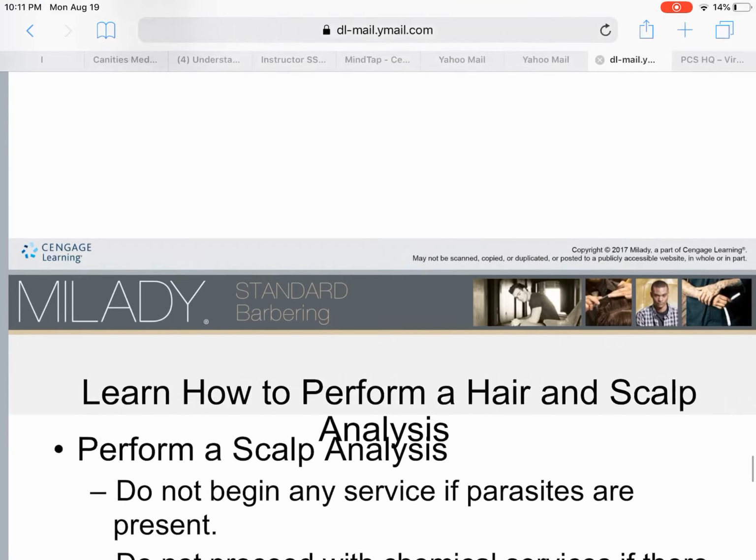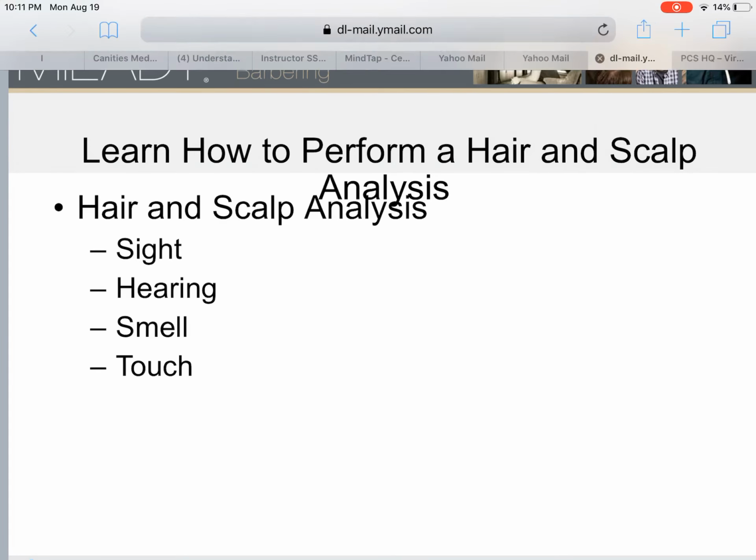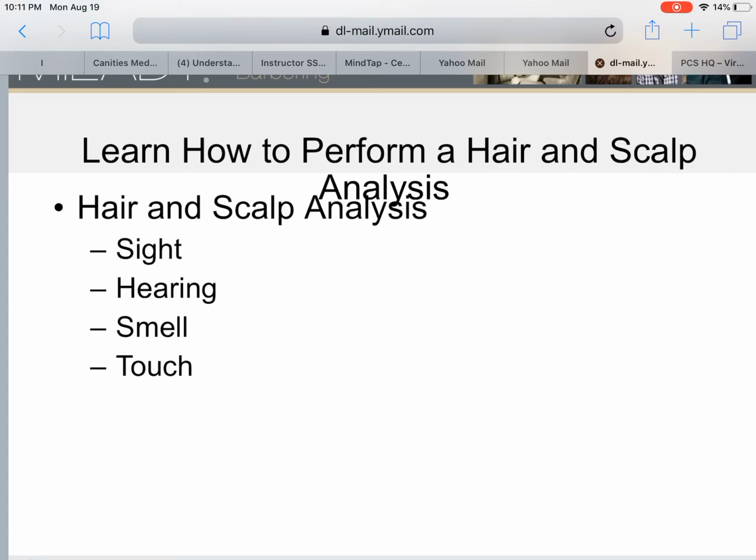Okay, this is really what I want to talk about today. We want to talk about basic hair and scalp analysis. These are some of the things that you're going to need: sight, hearing, smell, and touch.